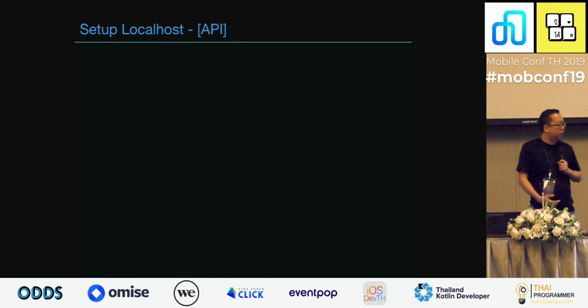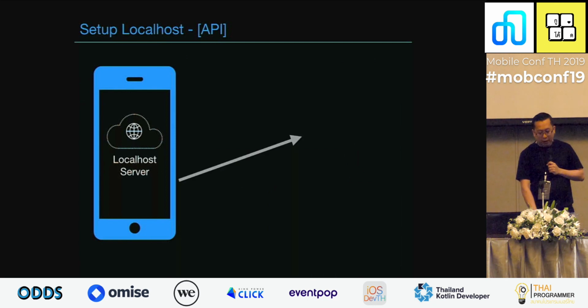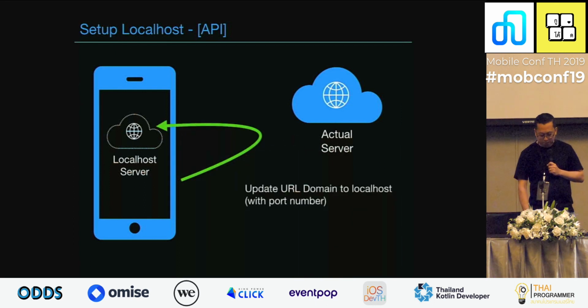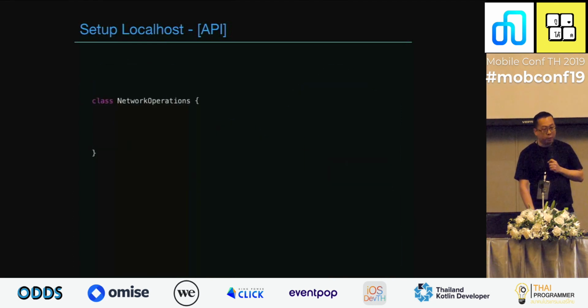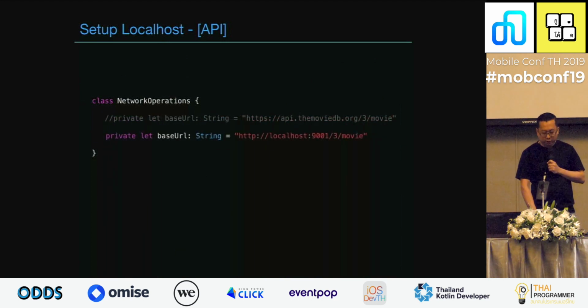So after L, the next letter in our steps is the letter A, and A stands for API. Here, we are going to redirect our existing outgoing API calls to hit our localhost server. So assuming that you have a network operations or manager class, where you have a variable that holds the API request path, instead of hitting that path, we're going to hit localhost server assigned with the port number.